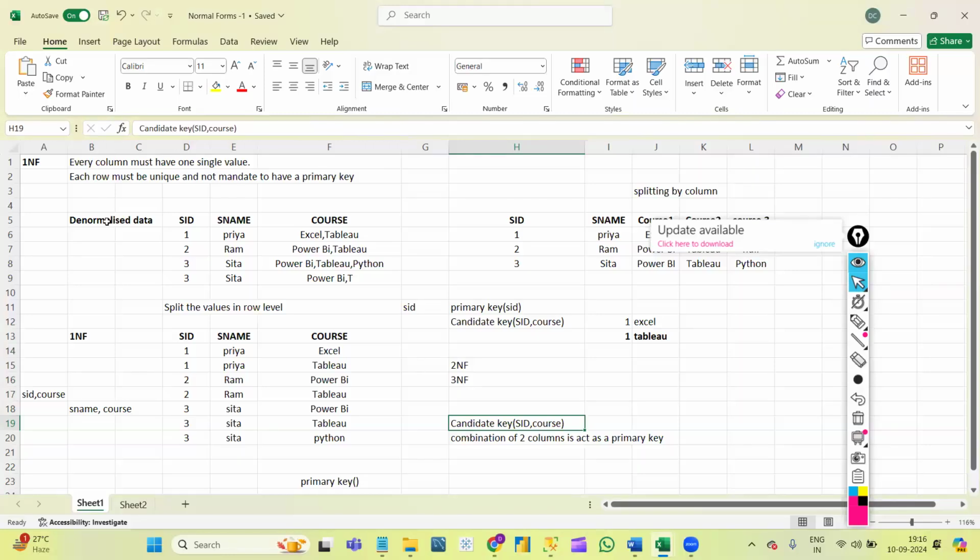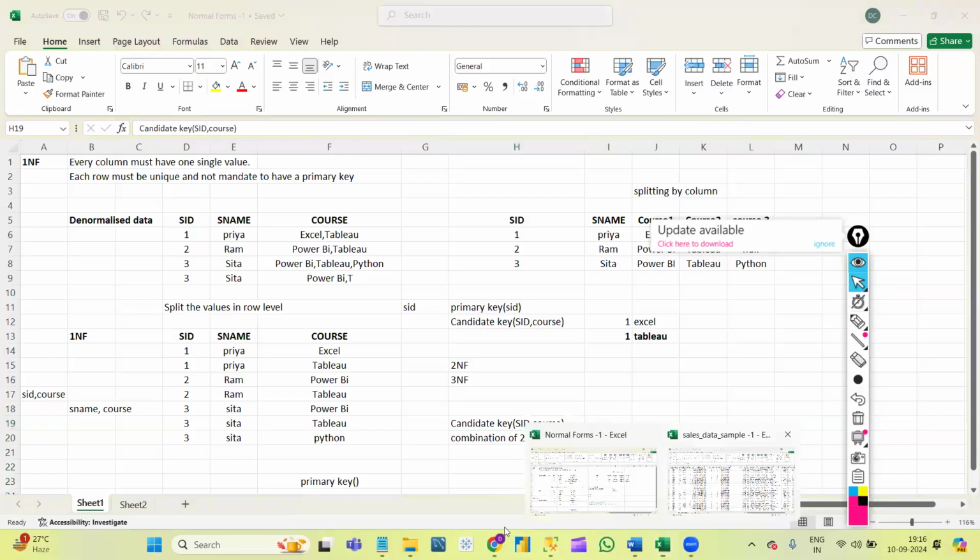Whatever tables we get after performing 3NF will look like normalized tables, like the tables we are working with now in Maven Movies. So I hope 1NF is clear to you. Let's see this data now.